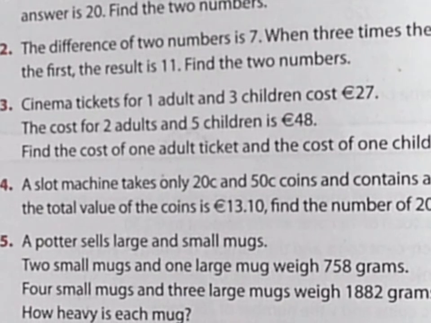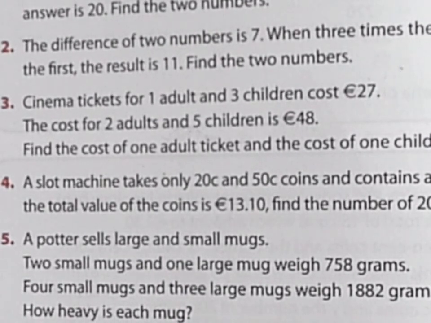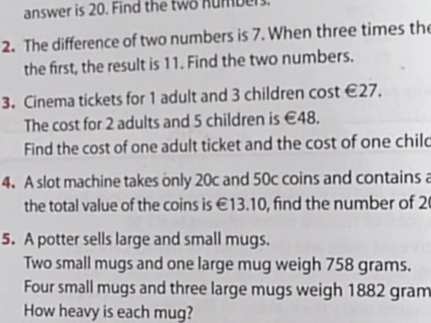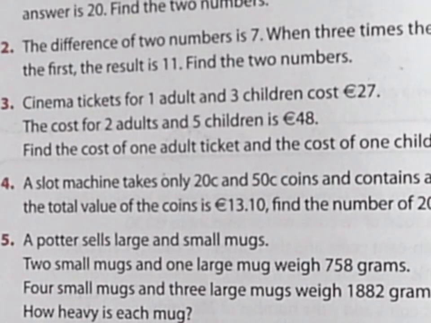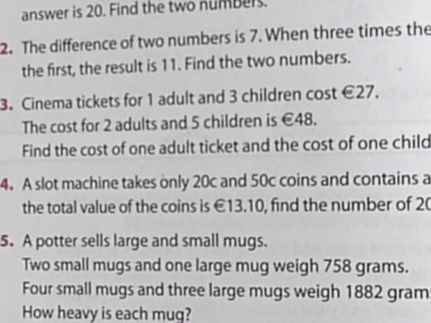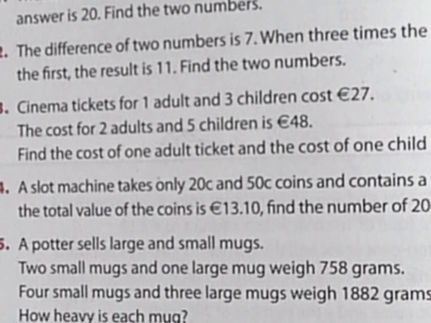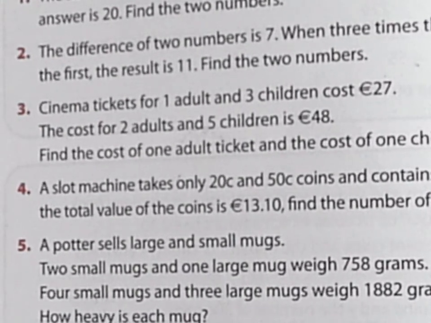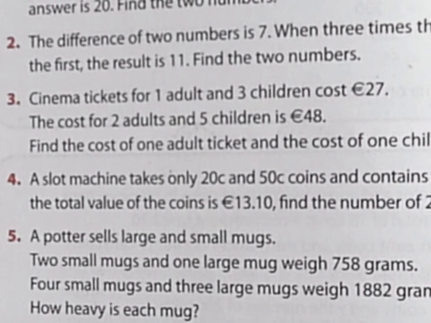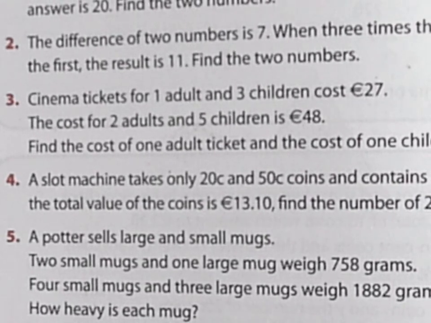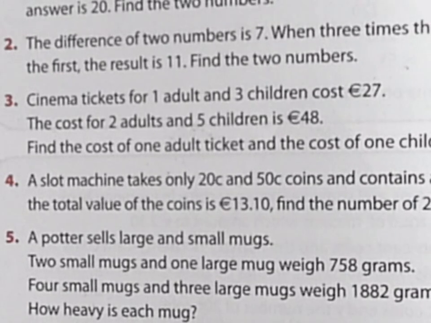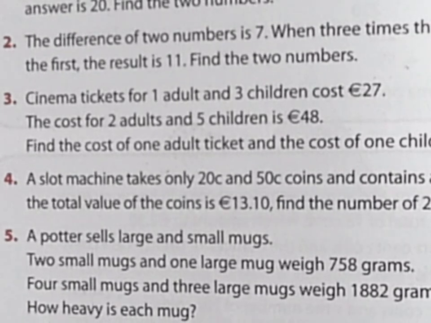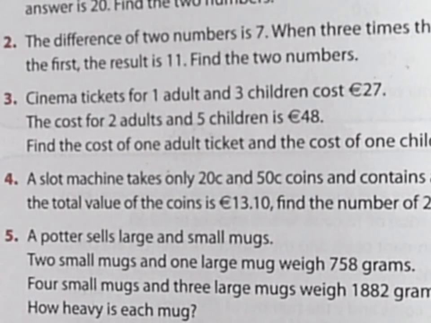So what's 1 adult? Remember X is adult, so that's 1X, isn't it? 3 children, 3Y, right, is 27. The cost for 2 adults, what would you call 2 adults? 2X. 5 children plus 5Y equals 48. Okay, so that's the equations for number 3. I'll put them up now in a sec.